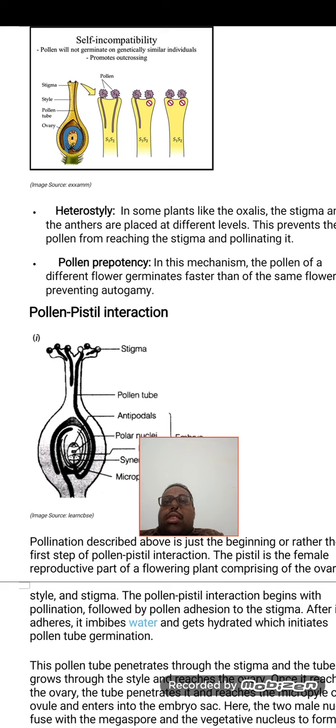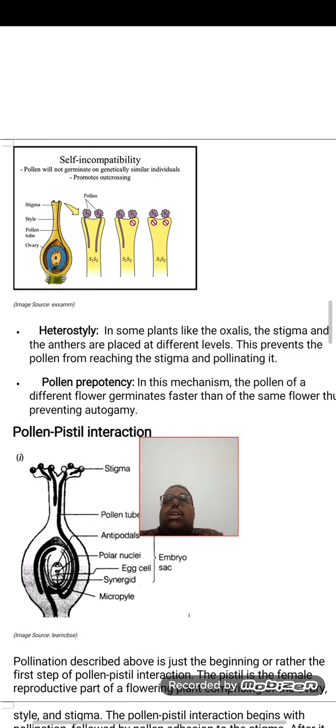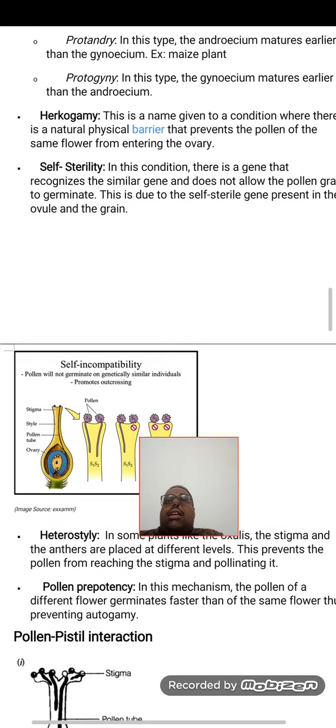So these things are very important. If they are not recognized, the growth of the pollen tube will never take place, which is 100 percent governed by the genes. If they are not allowed to enter, then no fertilization takes place. So you have to keep these things in mind.